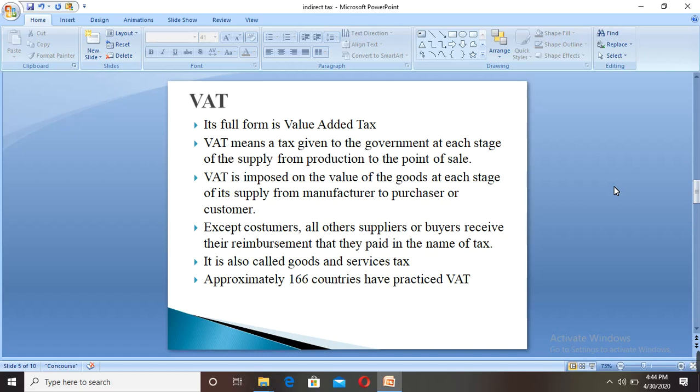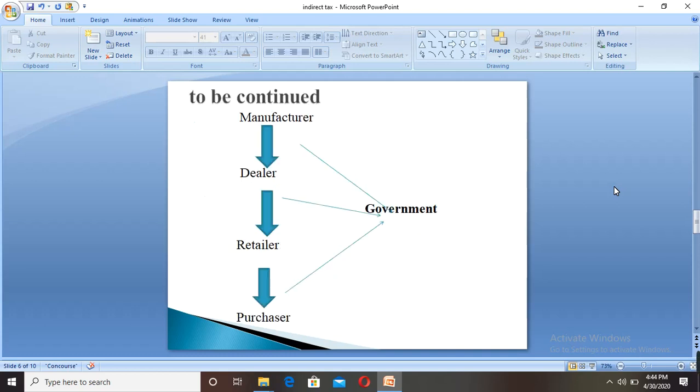Approximately 166 countries in the world have practiced VAT, and VAT is taken to be an important source of government revenue. Let me share one more slide that is related to VAT.